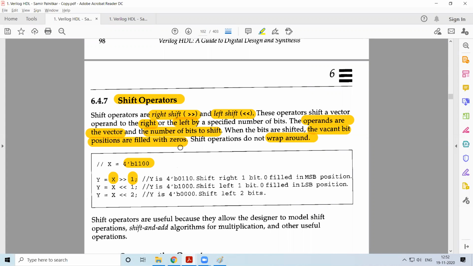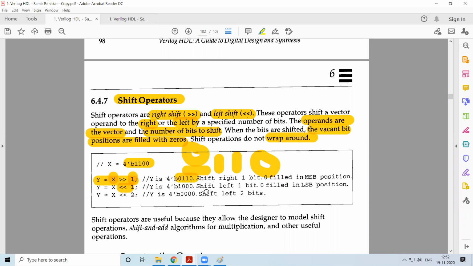So 0 is filled in the vacant places, which are obtained due to the shifting operation. Here we have x equal to 1 1 0 0. In the first one, we are performing a 1 bit shift. When we perform a 1 bit shift, this bit moves here, this bit moves here, this bit moves here, and this bit goes out, and one vacant place is created here. So 1 1 0 is there, this 0 is out, and the vacant place is filled with 0. Therefore you have 0 1 1 0. So 0 is filled in the MS bit position for a right shift.